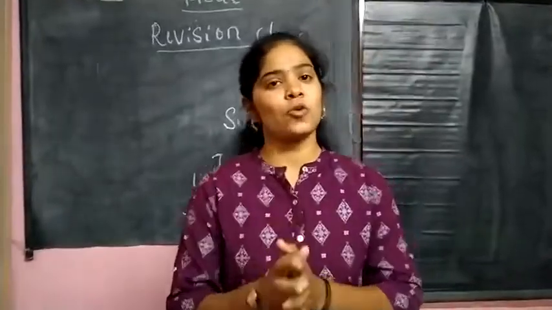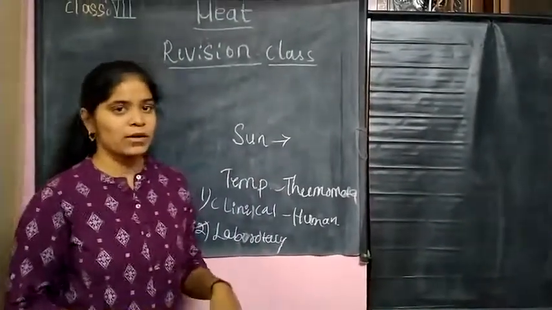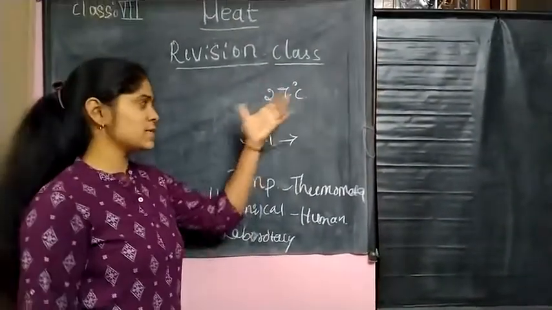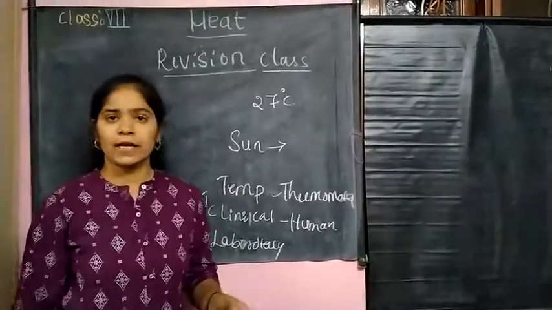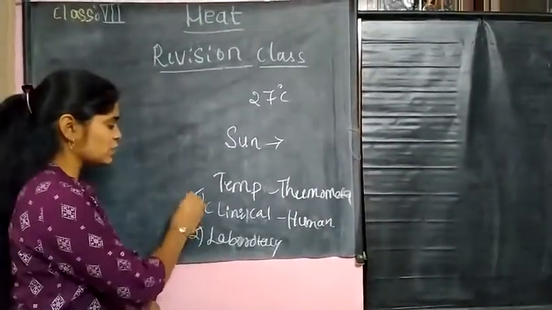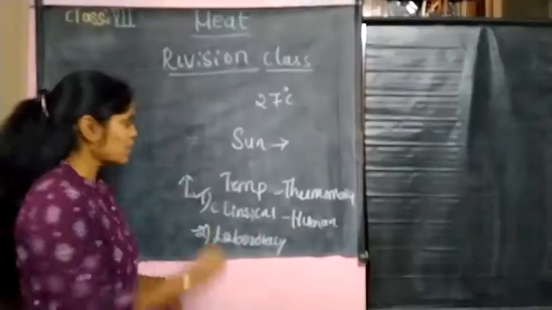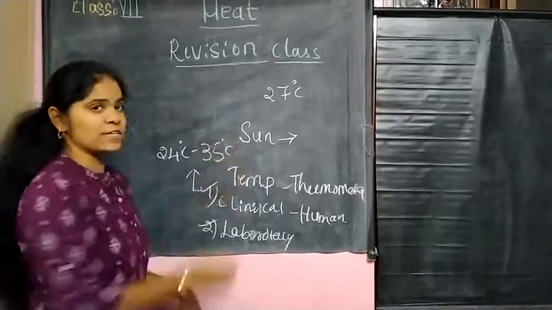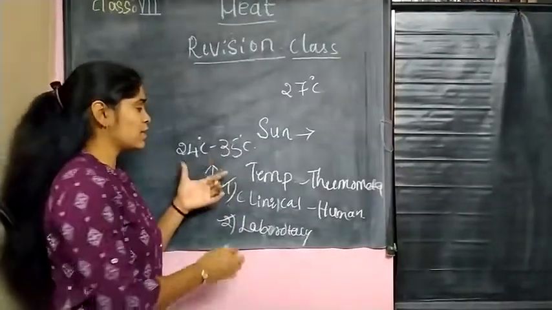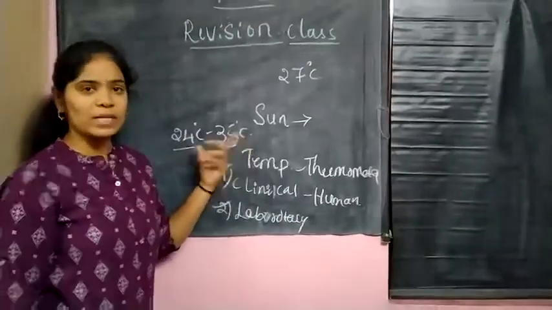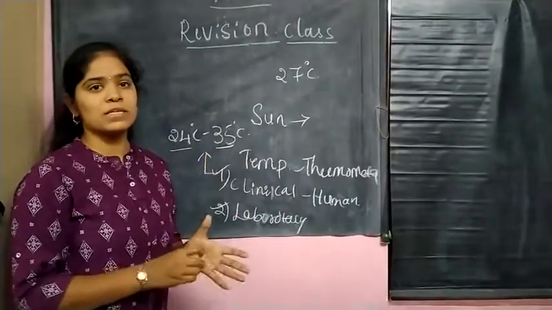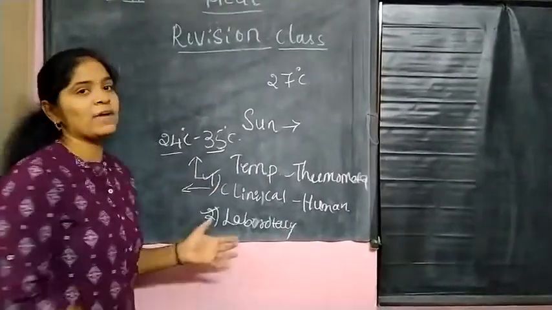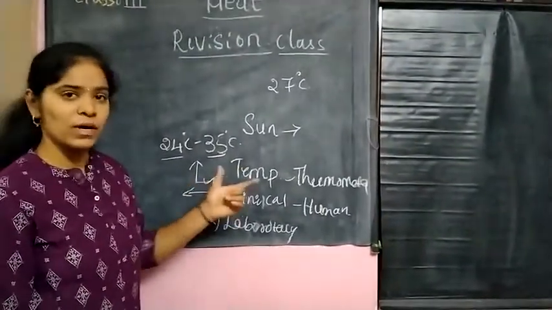What is the normal temperature of a human body? As you know, it is 37 degrees Celsius. This 37 degrees Celsius can be measured by the clinical thermometer. What is the range of the clinical thermometer? The range lies between 35 degrees Celsius and 42 degrees Celsius, and by the smallest division, the least count of this clinical thermometer, one can calculate the temperature of the human body.